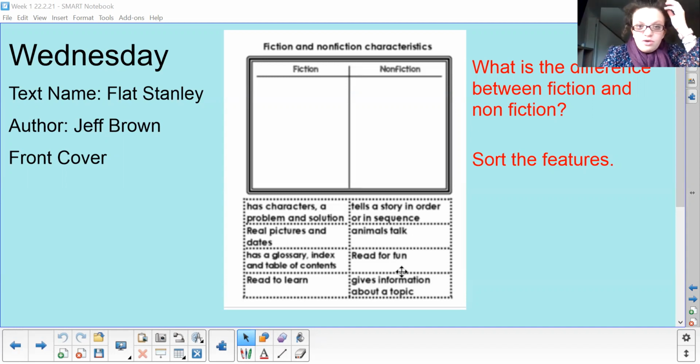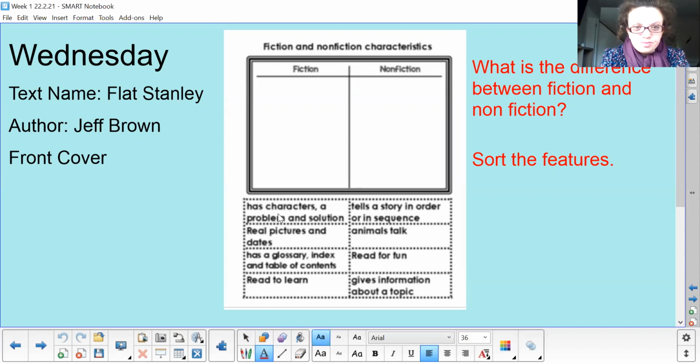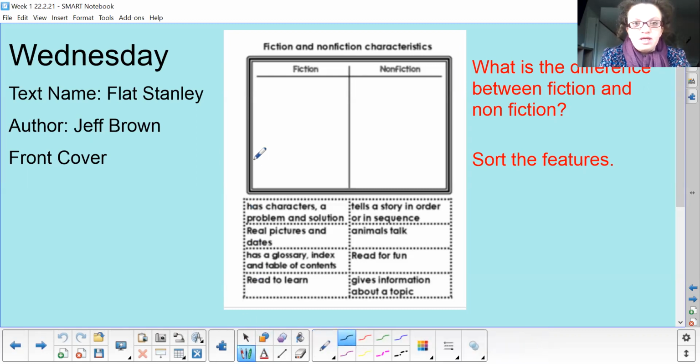So let's go through them and you can mark them off yourself, self-mark them, and work out which ones are which. So fiction, let's start. Which ones are going to go in fiction? So let's read. It has characters, a problem and a solution. That one is going to go into fiction. So I'm going to put an F next to it for fiction. Okay, real pictures and dates.